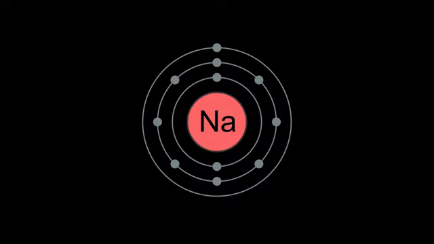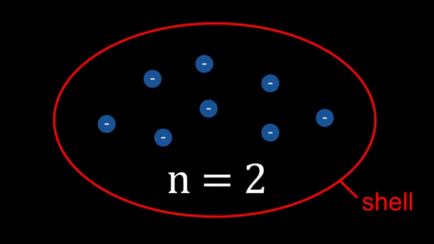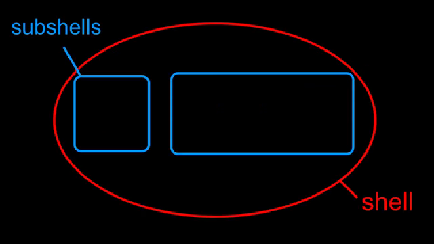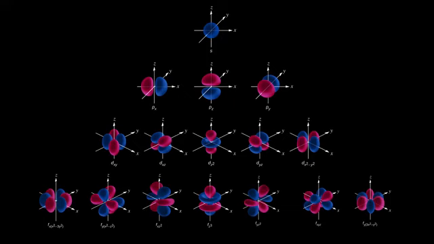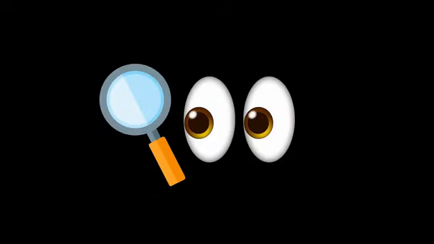All electrons inside an atom are described by 4 quantum numbers: n, l, ml, and ms. N corresponds to the shells, so all electrons with the same n are in the same shell. Within the shells, we have subshells with multiple orbitals, which are 3-dimensional regions in space where electrons could be. We know these exist thanks to Schrödinger's equation, which gives a probabilistic wave function. You can imagine it as a cloud, and the denser it is, the more likely an electron is to be there if we were to look for it.